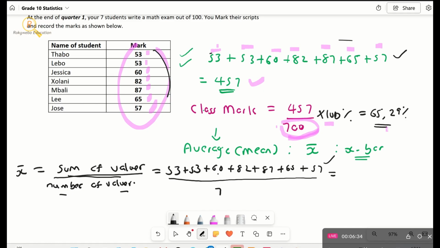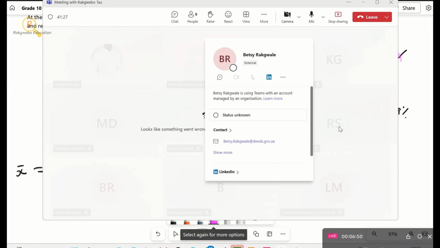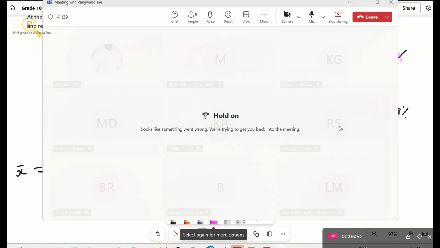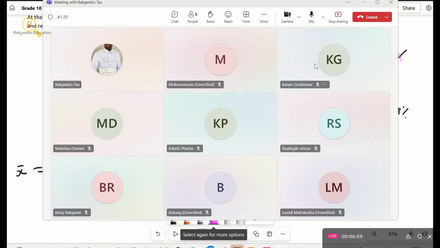If you try to put this as a fraction into a calculator, it's going to take a bit of time. Rather just put these values in first, add them and get this number, and then divide by 7 and see what answer you get. Let's all do that quickly. Okay, let's all calculate that. If you get the correct answer, please confirm.